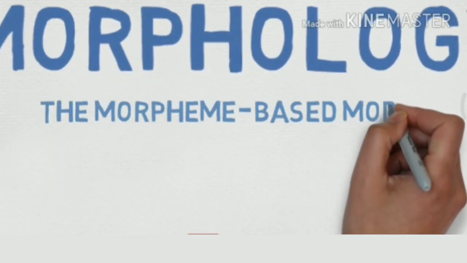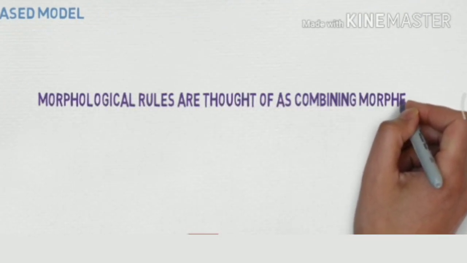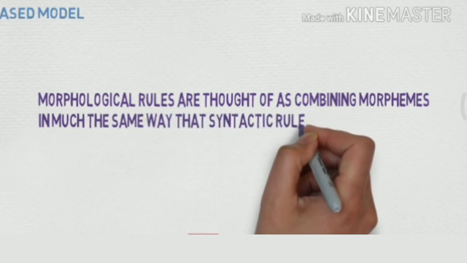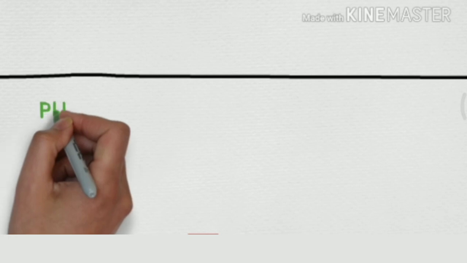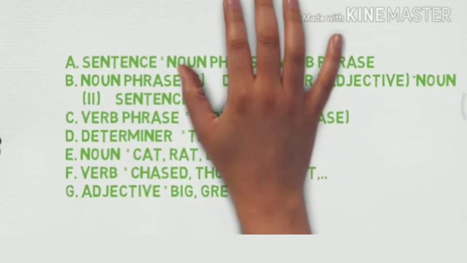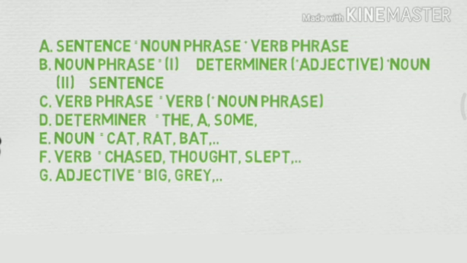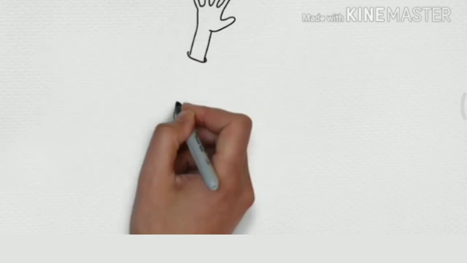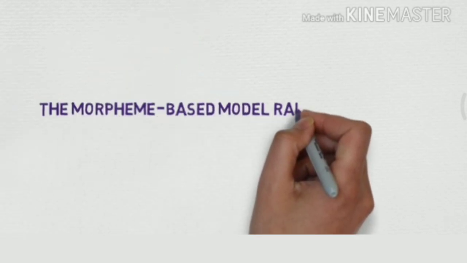The morpheme-based model. In the morpheme-based model, morphological rules are talked of as combining morphemes in much the same way that syntactic rules combine words. To see this, we can use syntactic rule structure to create a sentence by replacing the element on the left by the element on the right. In this notation, elements in parentheses are optional, and curly brackets and commas represent a choice between alternative options.